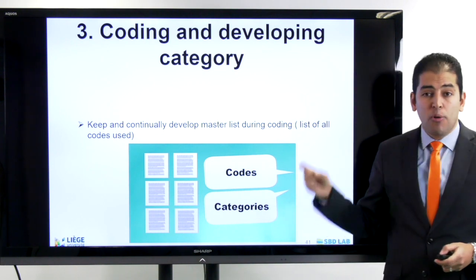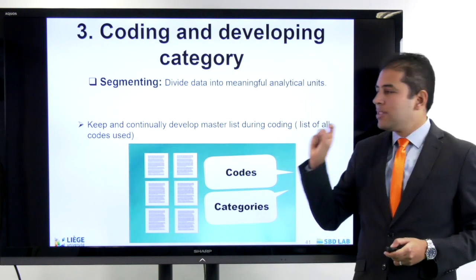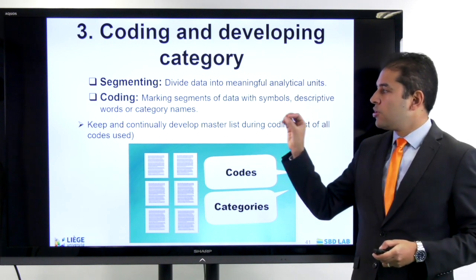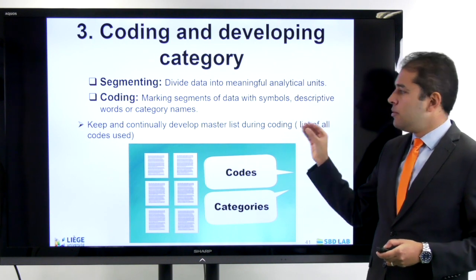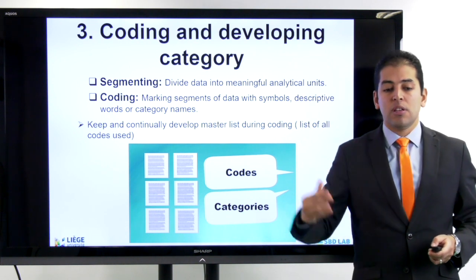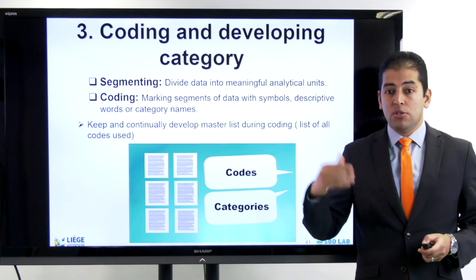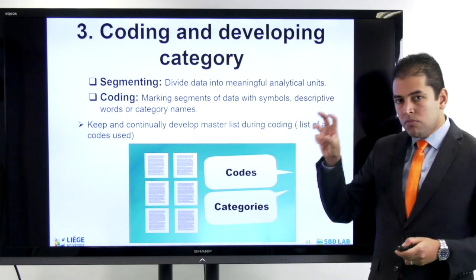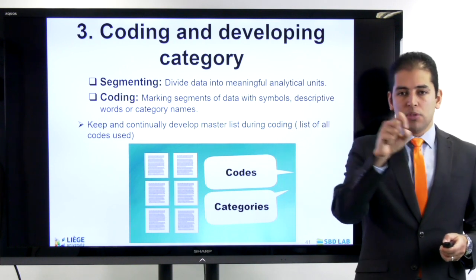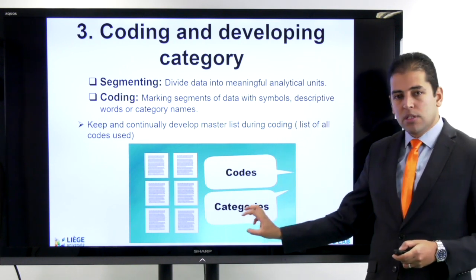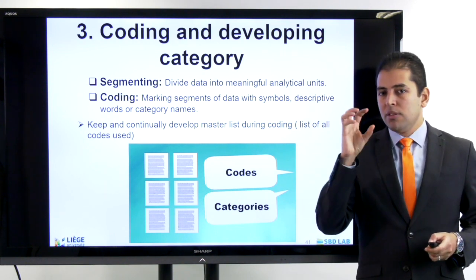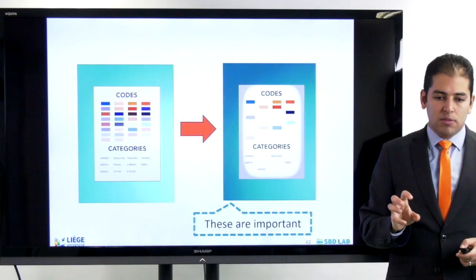Then comes the third step of coding and categorization, and here you start to segment the content and you divide the data into meaningful analytical units. You start with coding, marking the segments of data with symbols, descriptive words, or category names, and keep continually developing the master list during the coding. So you create the codes, the most important items, topics, themes, concepts that correspond to the research question. You group them under categories, and you keep checking your coding approach all the time, in a reiterative way, until you find the most satisfactory coding and categorization.